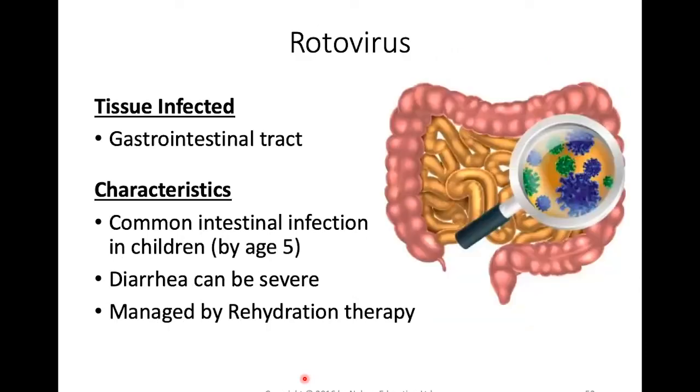The rotavirus is a common one in children, and usually all children get a rotavirus infection by the age of 5. Now, the main sign and symptom is very severe diarrhea, and so you have to make sure that when you're losing all of that water, that the child is going to be adequately rehydrated in order to make sure that they don't become dehydrated.